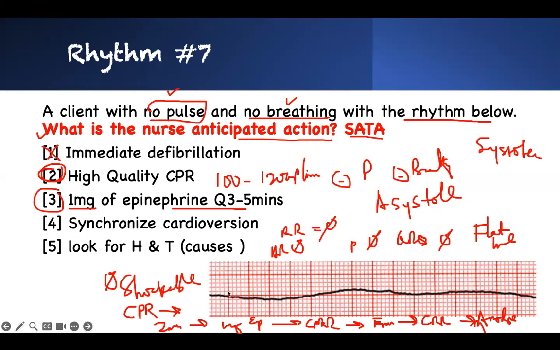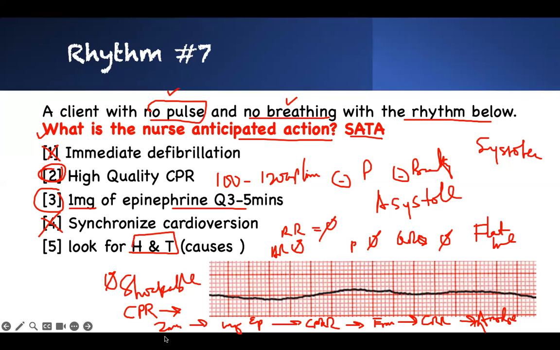Synchronized cardioversion. Once again, this patient is not getting any shock. He's not being synchronized. His heart is not pumping. So we are not giving them any fire. So this is wrong. Look for H and T's.